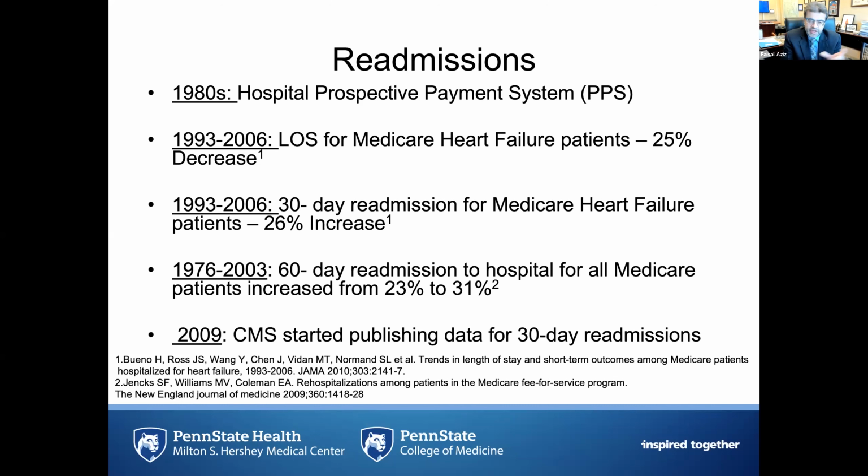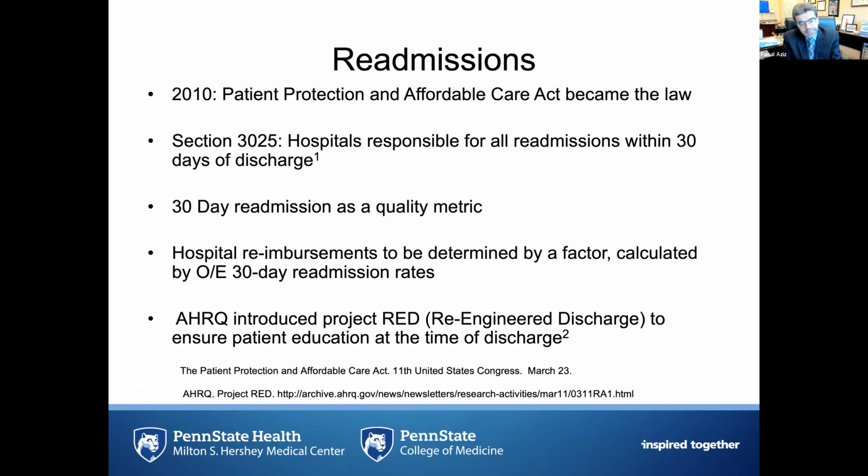In that 10-year time period, there was a 25% reduction in length of stay. Unfortunately, what nobody saw coming was that at the same time, there was a similar increase in the risk of readmissions, suggesting that in order to reduce the length of stay, patients were discharged earlier, and hence the readmissions occurred. So there was a significant increase. And then in 2009, CMS started to publish data about the 30-day readmissions as well.